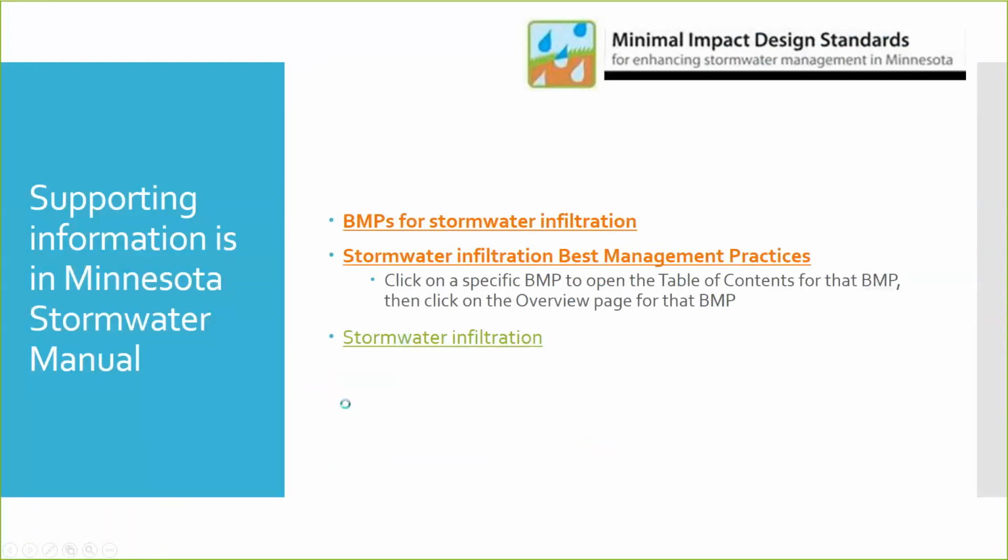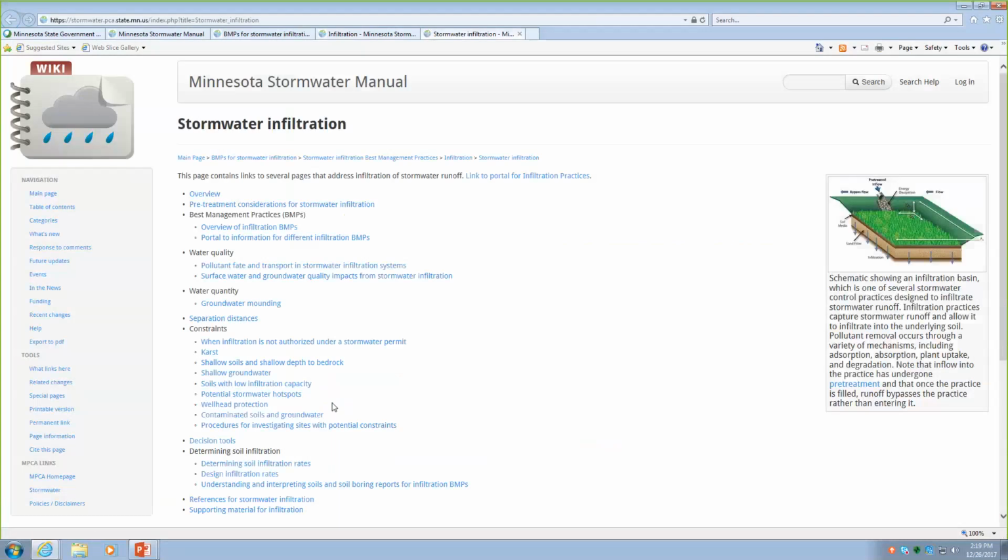And this third site provides other information on stormwater infiltration, including links to the portal that we just looked at, some information on water quality, surface water, groundwater quality impacts from stormwater infiltration, information on constraints such as karst settings, shallow groundwater, contaminated soils, and groundwater, and then some other information, including links.